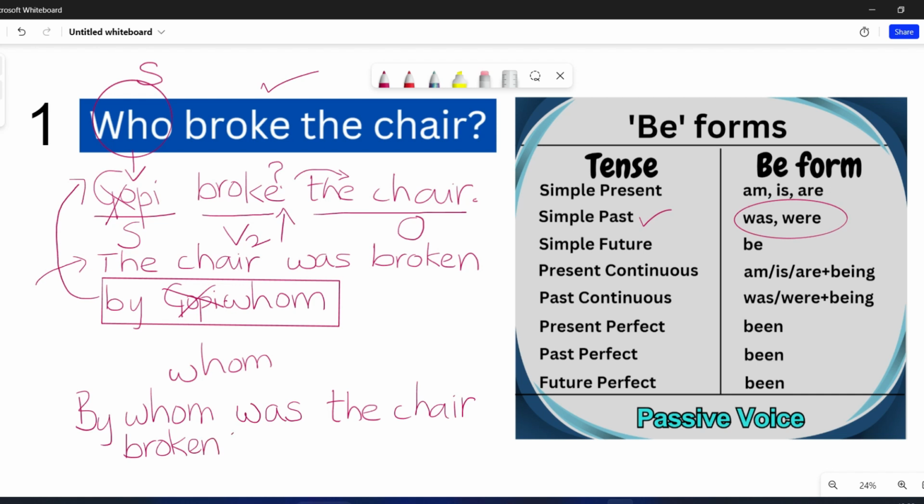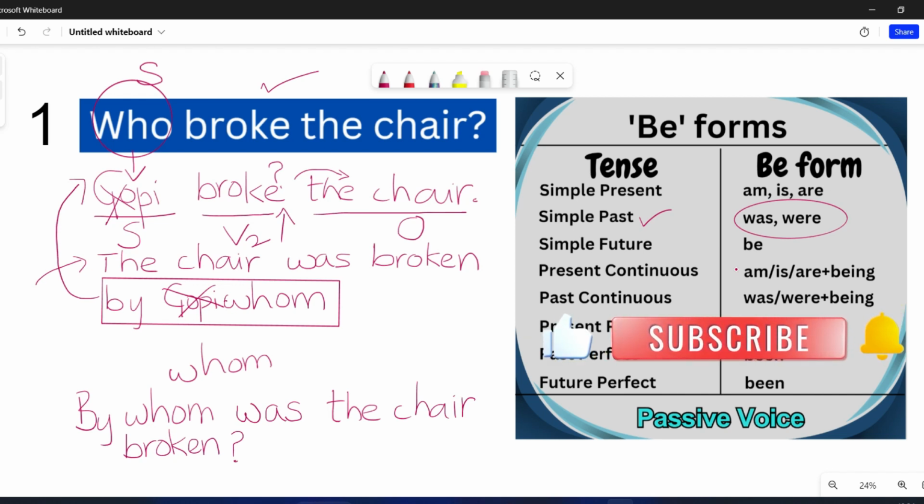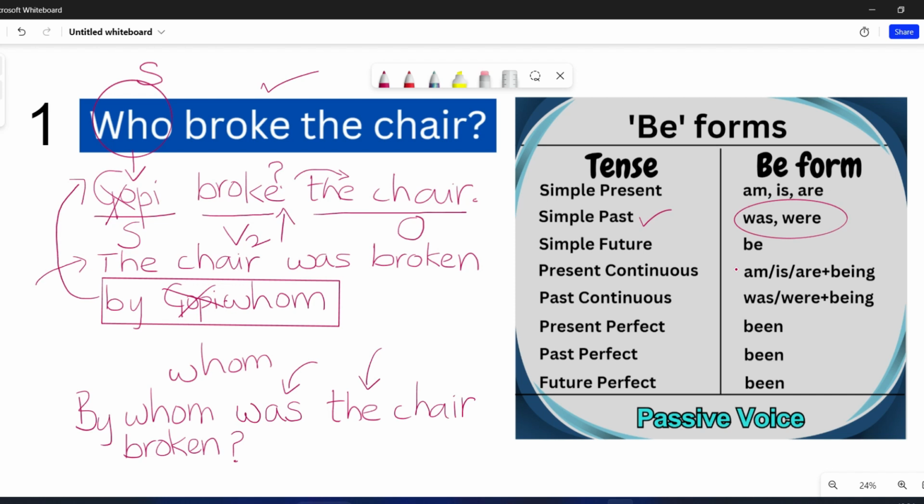By whom was the chair broken? So this is the perfect answer. So whenever you have who in a question, make sure it changes to by whom, and that by whom is written at the beginning of the question in passive voice. And another point that you must remember is you need to write the be form first and then the subject. Okay, do you understand? Let's move to the next one.